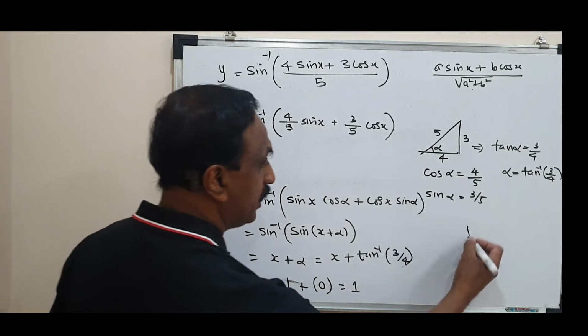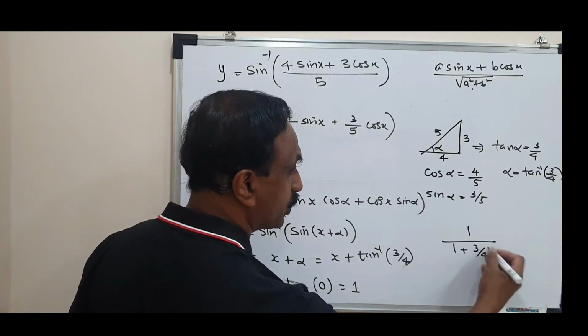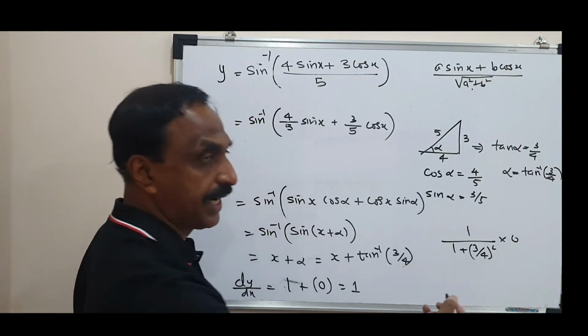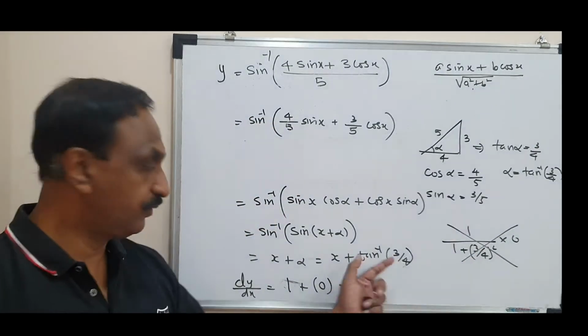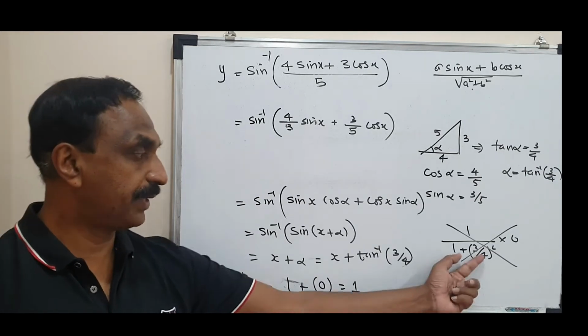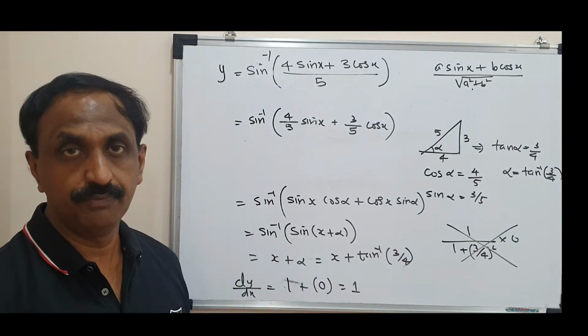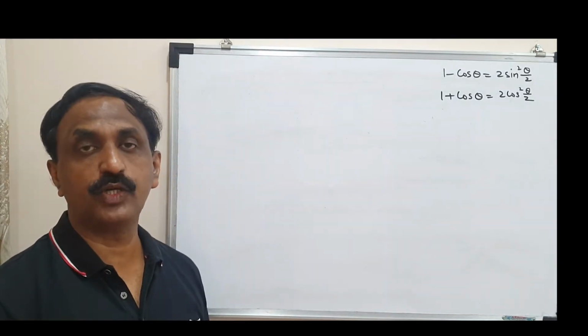Usually students will write 1 upon 1 plus 3 by 4 the whole square like this into 0 or something they may write. But these are all wrong. You should not write that way. Directly derivative of tan inverse 3 by 4 should be 0. Do not apply any formula on tan inverse 3 by 4. Now we shall take problems based on tan inverse.